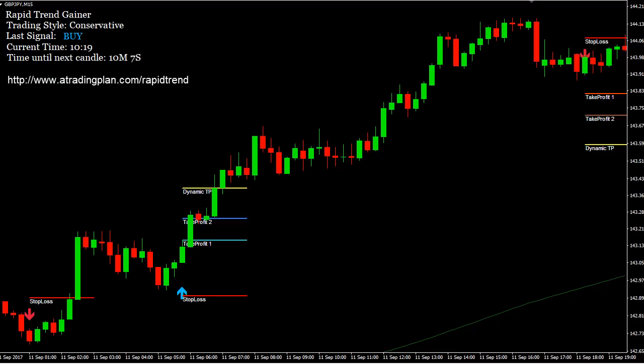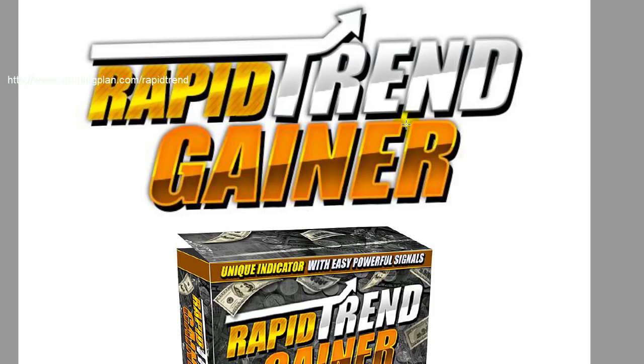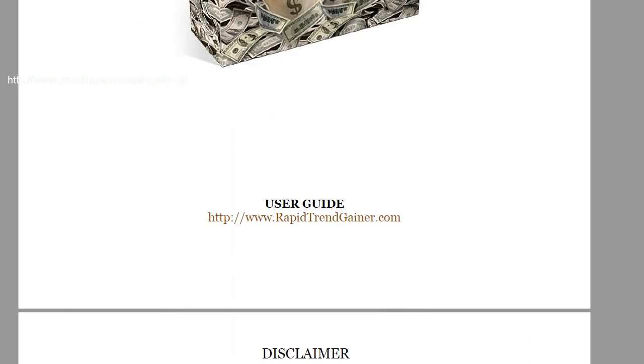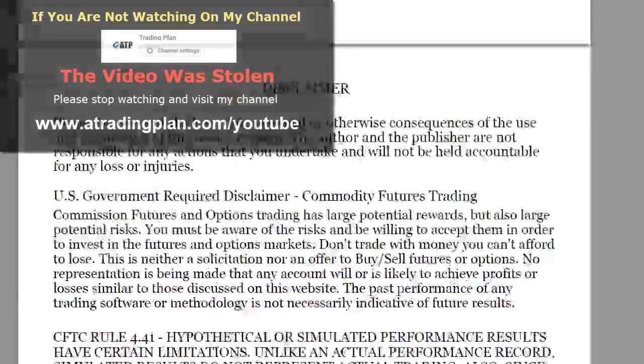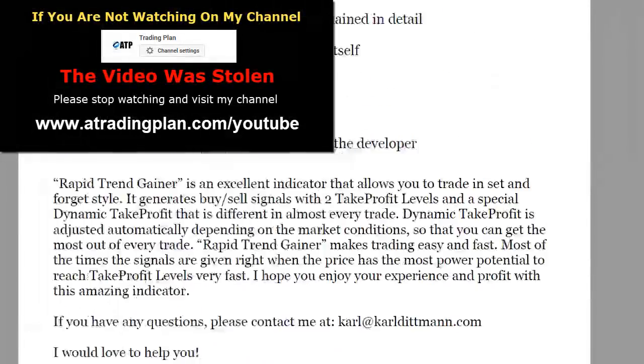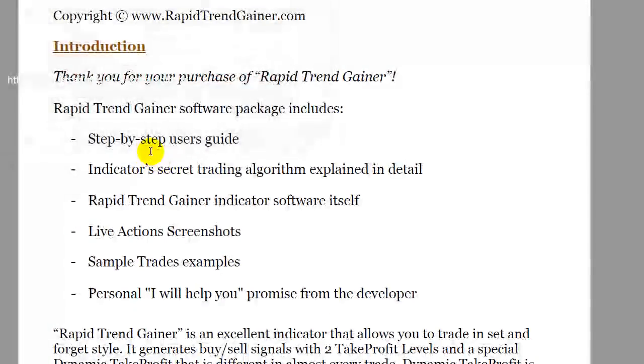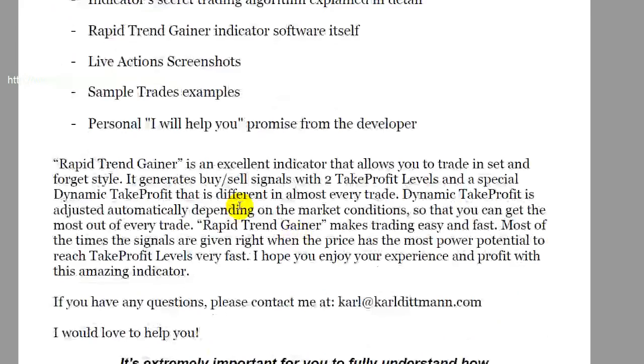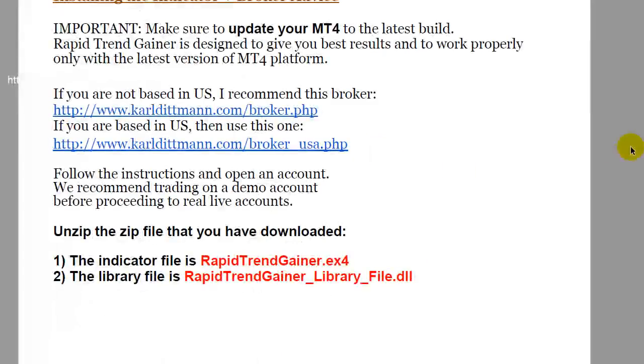First of all, the manual. You need the manual, period. End of story. You cannot just start trading blindly. Obviously, there's the disclaimer there. And here you've got your step-by-step user guide, which we're looking at right now. The algorithm is explained in detail, along with the software itself and live action screenshots.